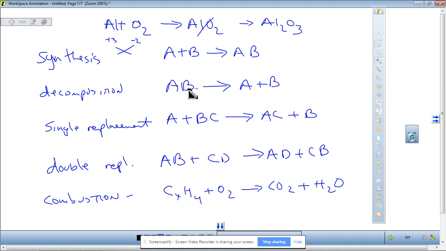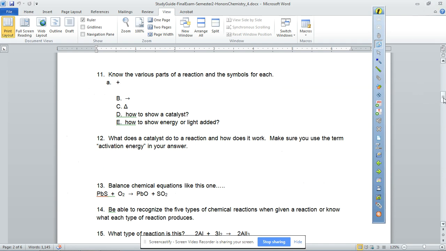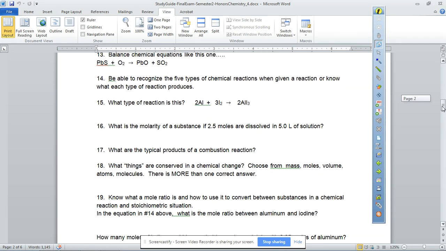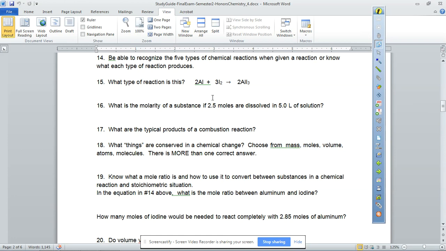Remember, on the single replacement, you may have a metal that's below another metal on the activity series, and it may be a no reaction in that case. So remember those. That's another possibility. Of course, you're going to look at some reactions and just have to identify them. Here's one where two chemicals went together and made one. That would be a synthesis reaction.